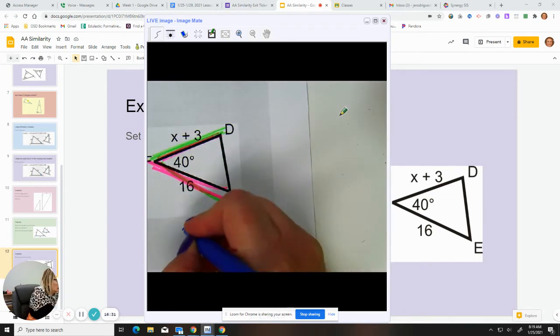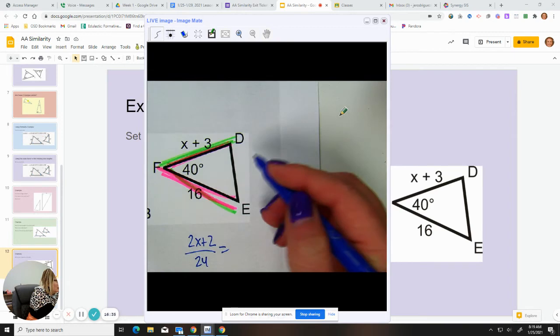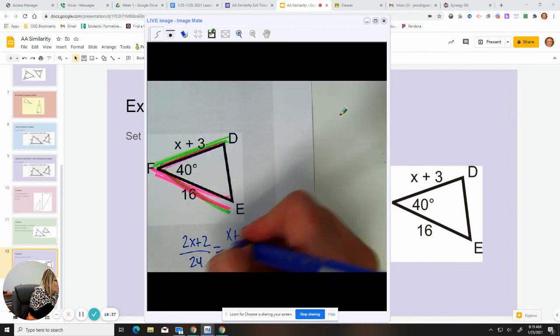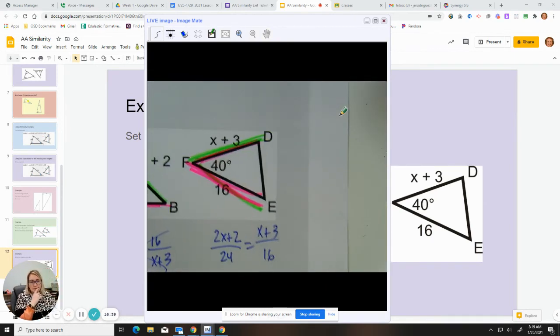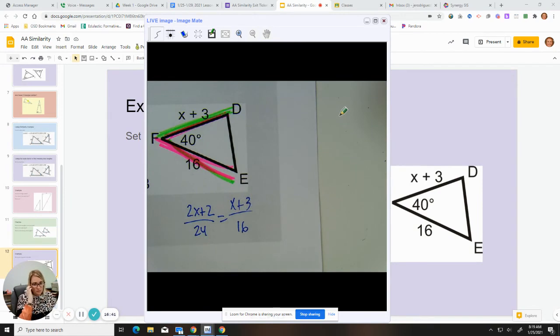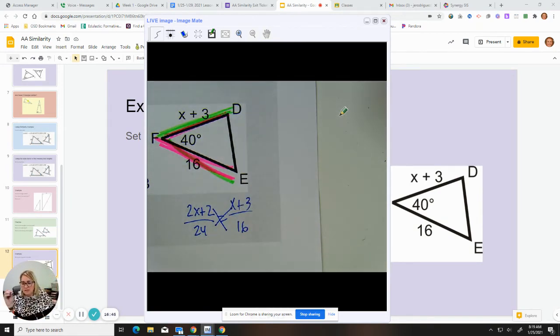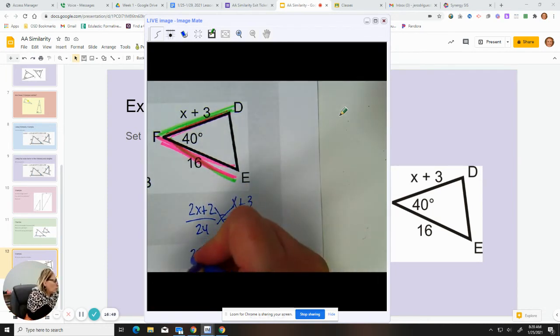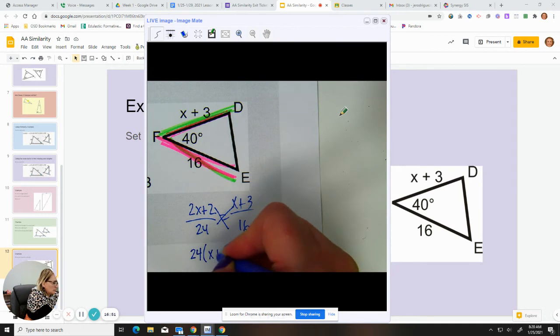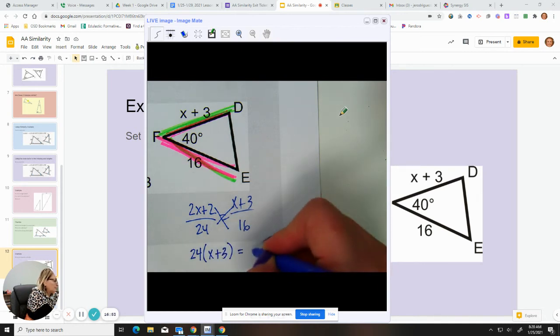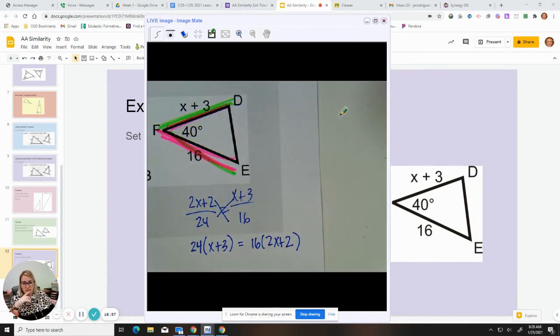So we have green over pink, and we have green over pink. Okay, so I just set it up the wrong way. I knew something wasn't right. But this is where it becomes different, when you're cross multiplying. So we have 24 times x plus 3, and 16 times 2x plus 2.